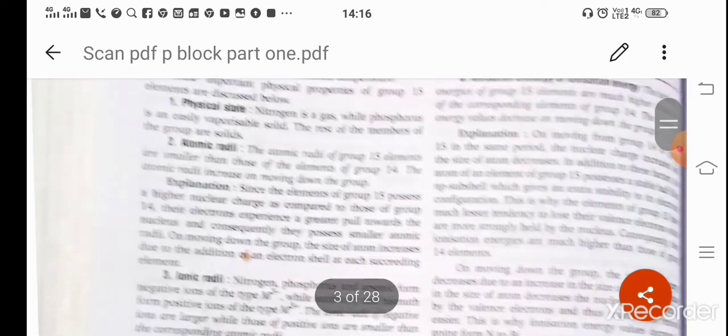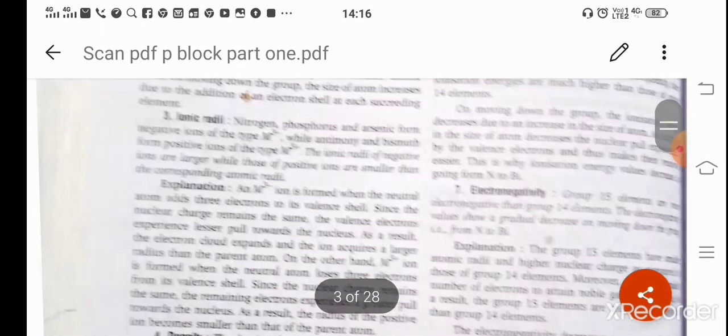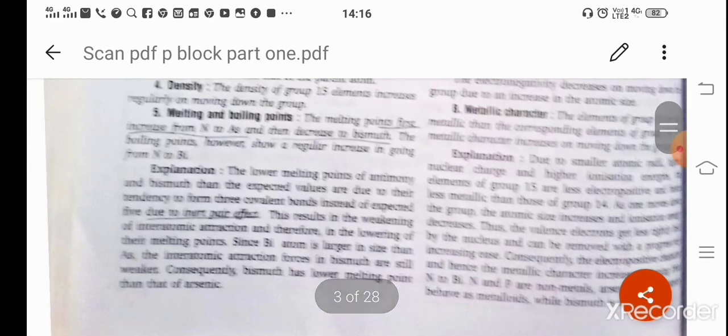Metallic character, if we talk about metallic character, down the group increases due to increase in the atomic size.